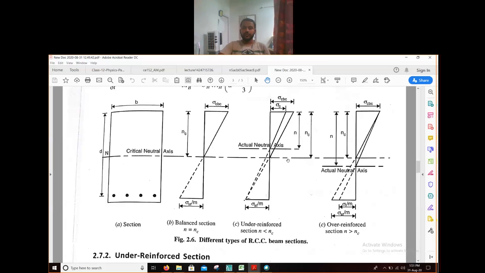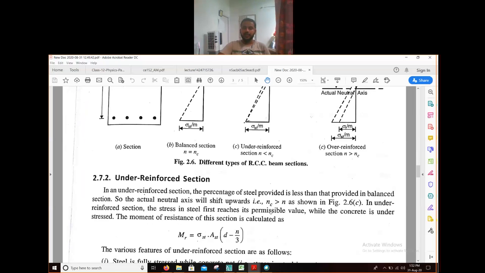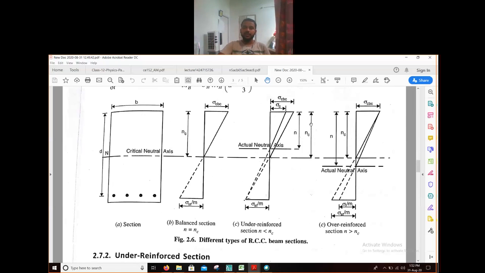So, previously for balance section, this n was here and c was also here. That's why they are equal. But now since our steel will fail first, if you connect the lines, you can see our neutral axis is shifting upwards. As a result, actual neutral axis value will be less than critical neutral axis. From this diagram you can see n is less than nc.